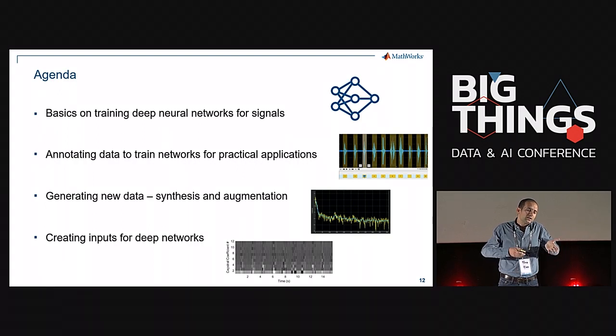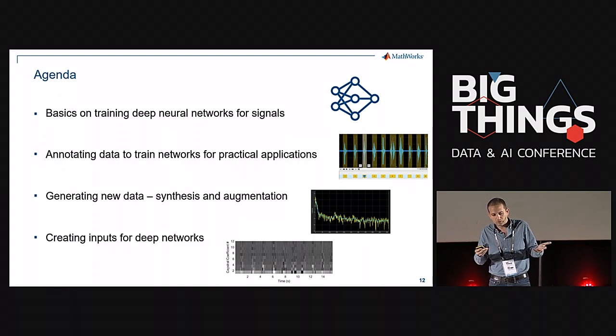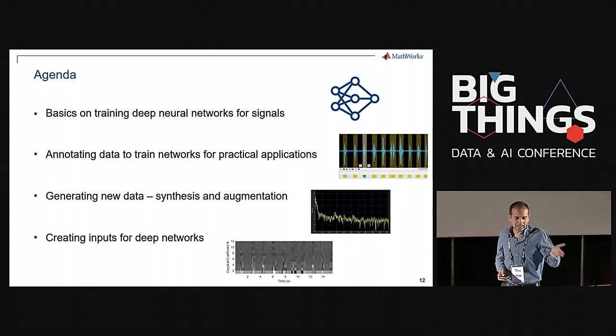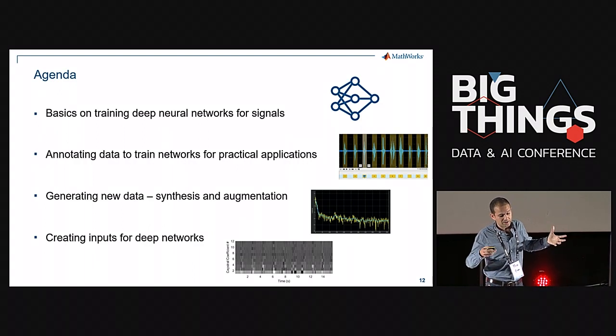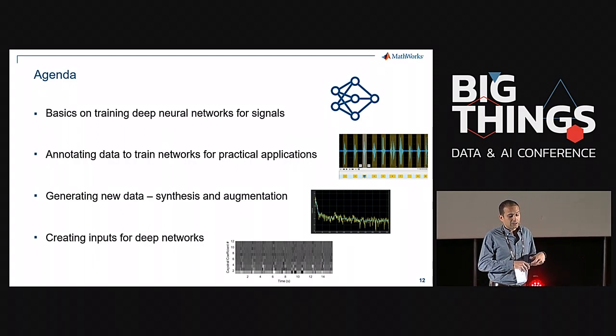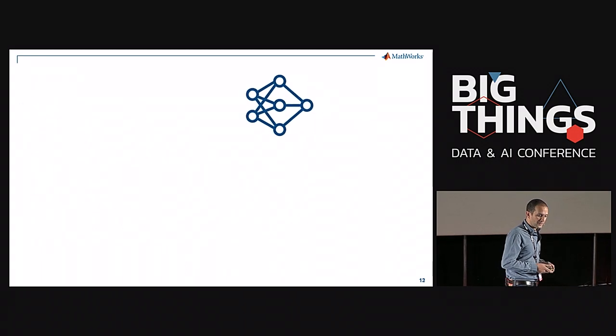So I'll start by taking the elephant in the room out of the equation, just discuss what you need to do about designing the network, choosing what network to use and how to go about it. And then I'll talk a bit about the data that you need to start with, and in particular annotation or labeling. I'll talk about synthesizing or augmenting data and about extracting features for data, okay? And then we'll wrap up. Right, so let's start from the basics.